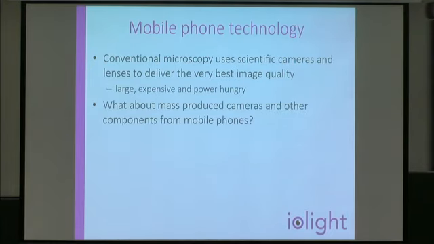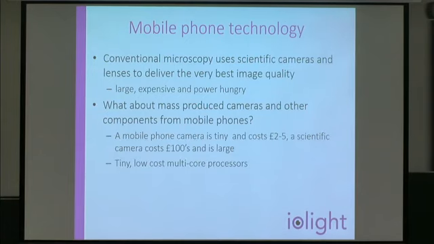But what about these mass-produced cameras that you find in devices like these? Well, a mobile phone camera is tiny. It's 2 to 5 pounds, whereas a scientific imaging sensor might be hundreds of pounds and large. And they also have within them fabulous processors that can be used for image processing and software. So what can you do with all this kind of technology?